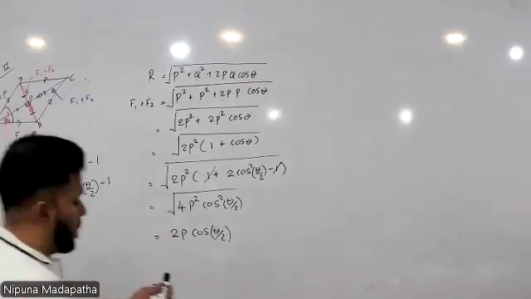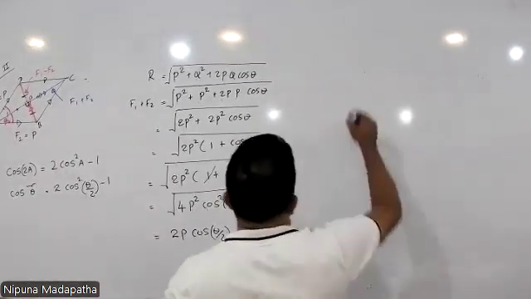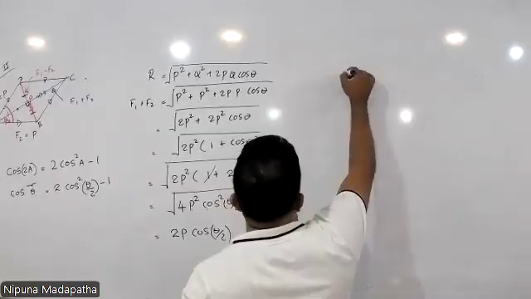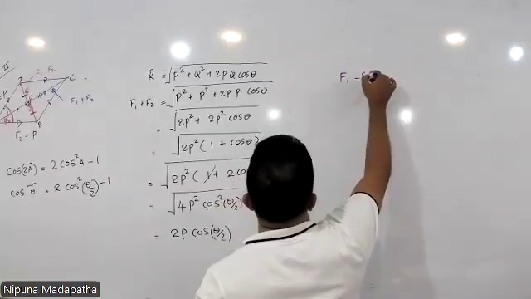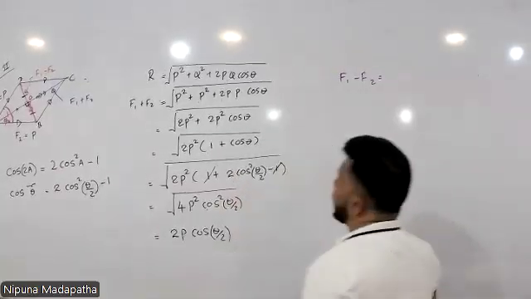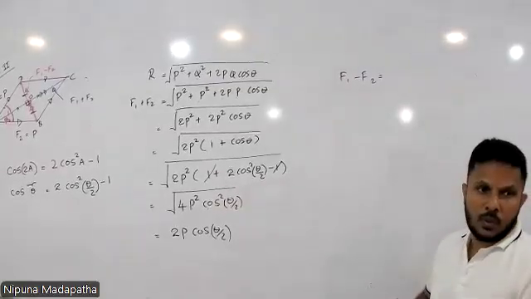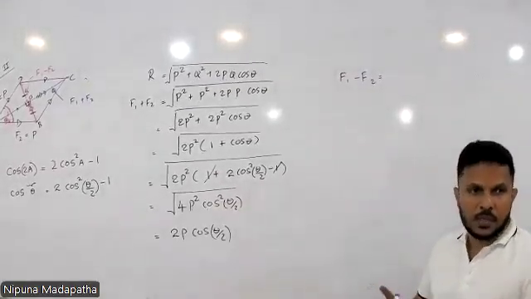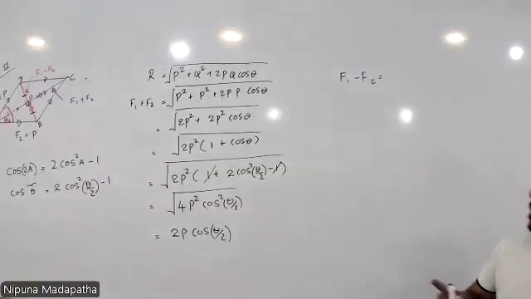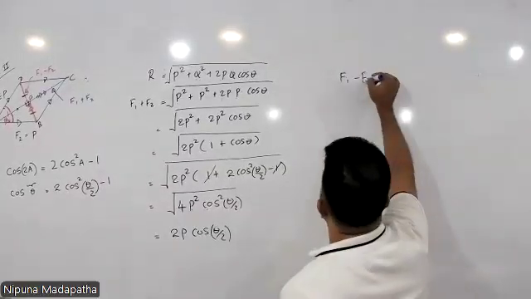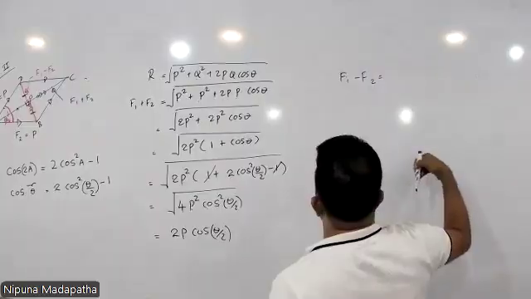Then how do we get f1 minus f2? How do we get f1 minus f2? They come from the difference, the second method. Again, f1 is p and f2 is minus p, in the opposite direction.